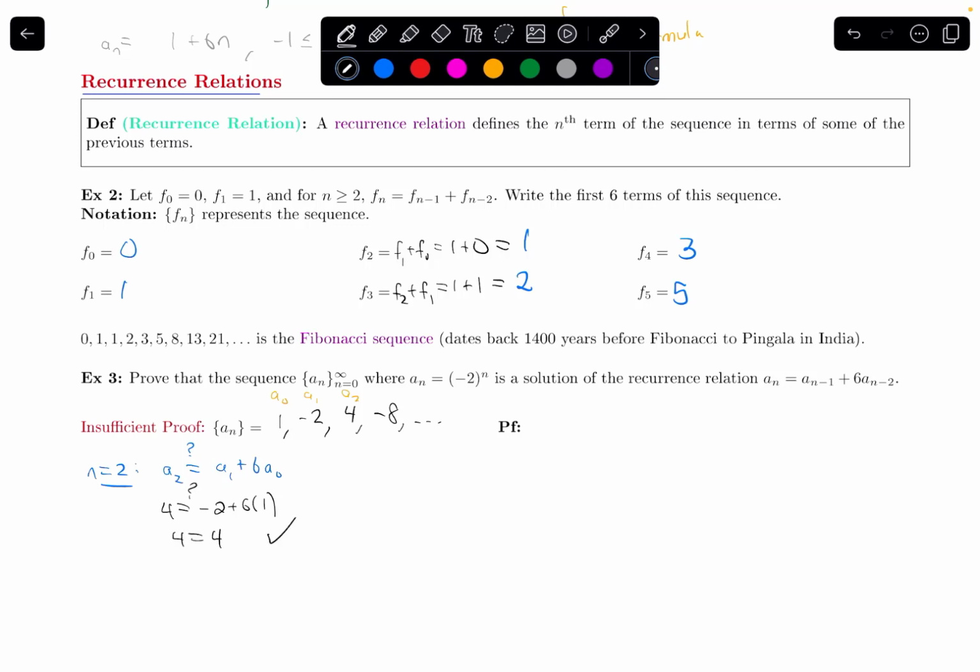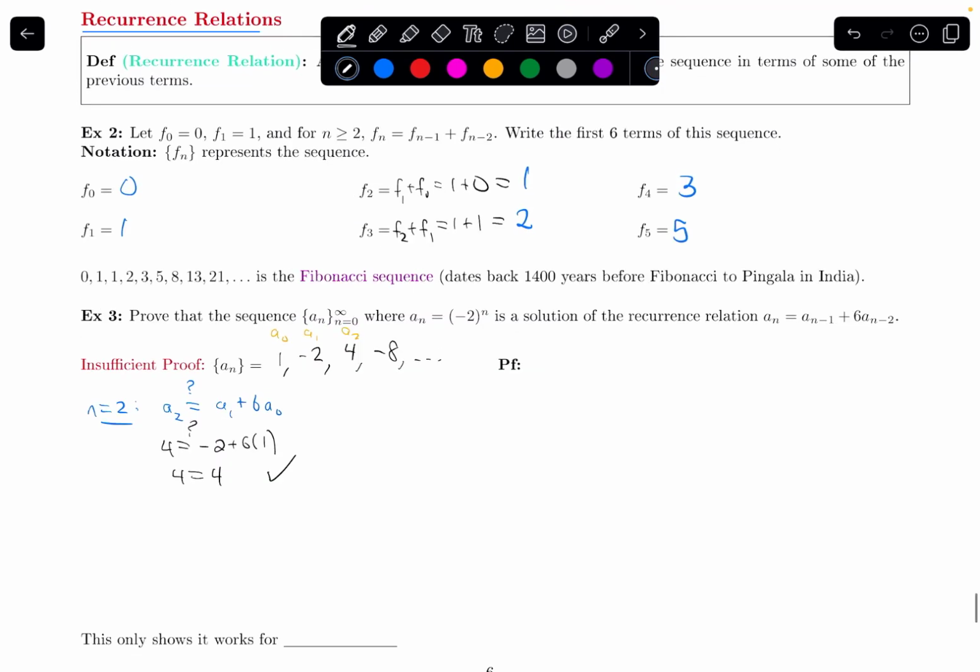Check. That's looking good. Okay, so maybe let's test the next value. Let's plug in 3 into my recurrence. I'll get a3 equals question mark a2 plus 6a1. And if I plug in the terms we got from this formula, a3 is -8. Does that equal 4 plus 6 times -2? This just becomes -8 equals -8. So check mark, that works as well.